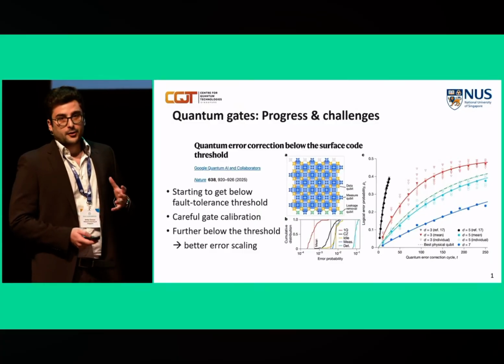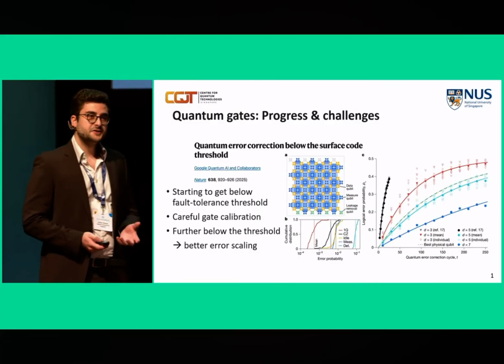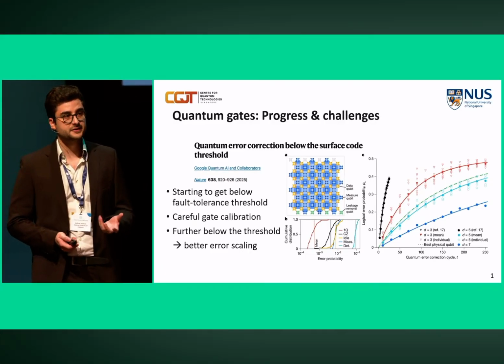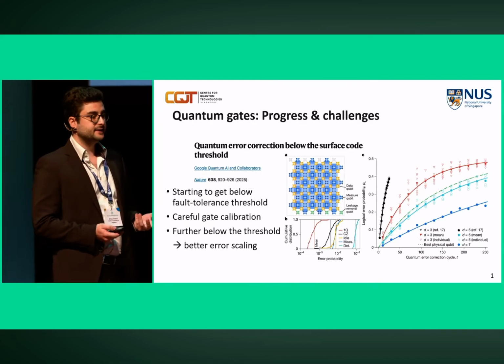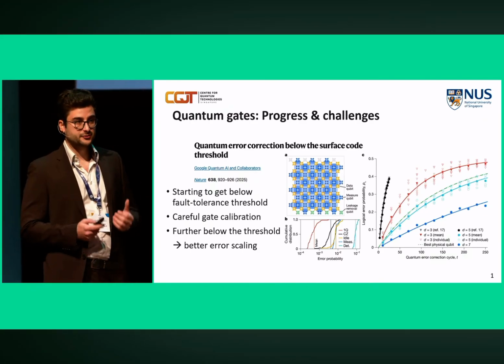So, the progress on quantum gates today is really outstanding. We finally reach a stage where error correction is tractable, and the primary condition for making this possible is essentially the idea that you can lower your physical error rates to a certain threshold, right?